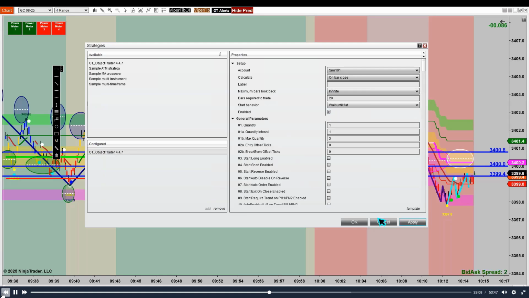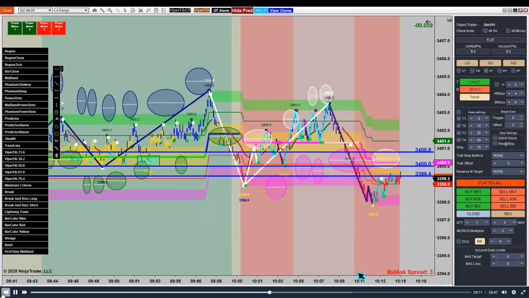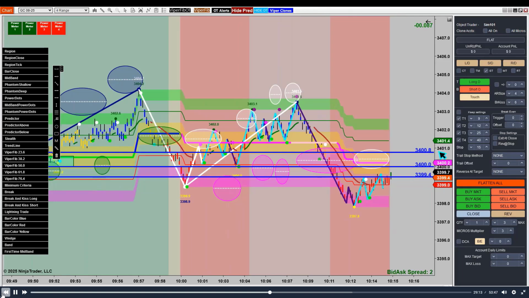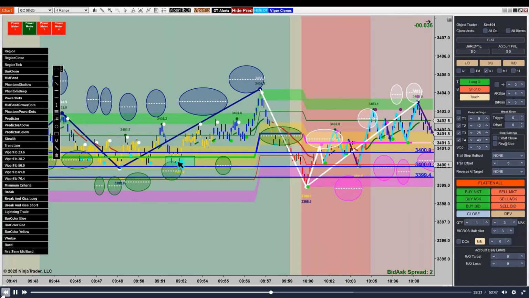I like my panel on the left. But anyway, let's say, for instance, that we were looking for this trade that I called in the room. We would just simply turn on Object Trader with the mid-band power dot, which would be that one. It would fire on that dot. We would fire off predictor below, and possibly mid-band.